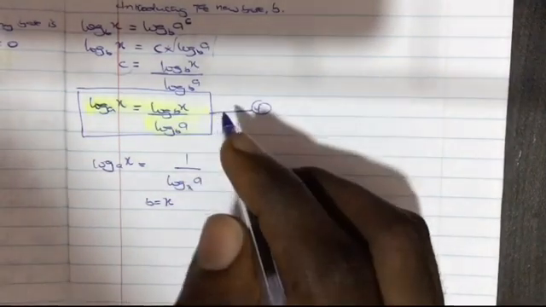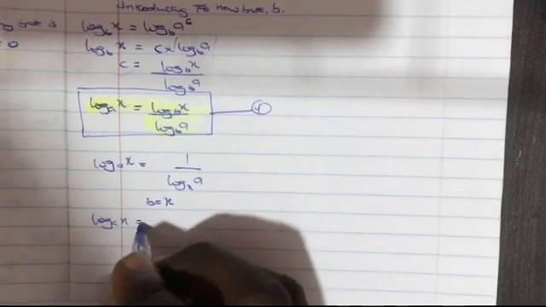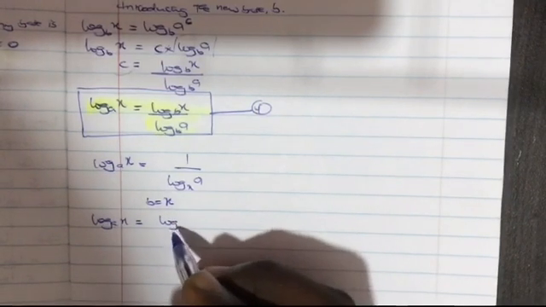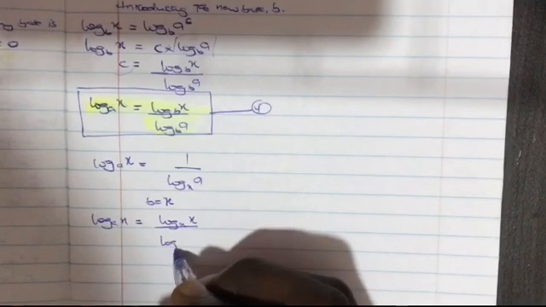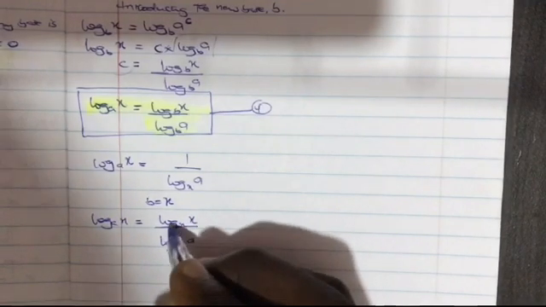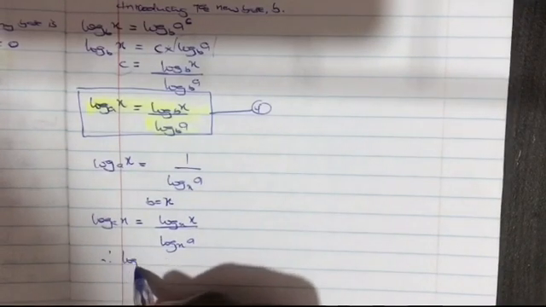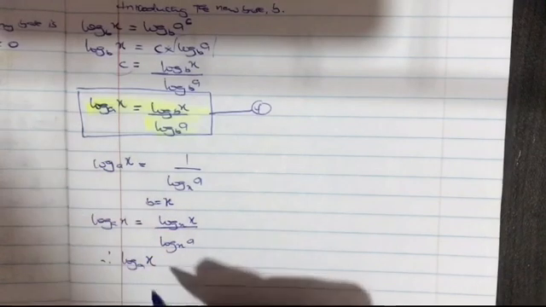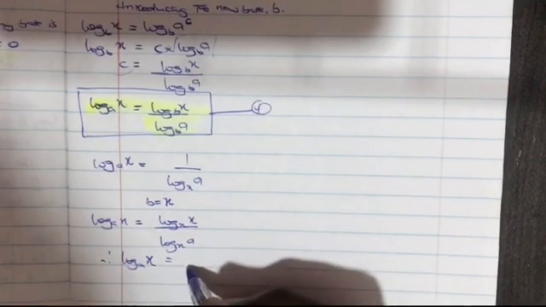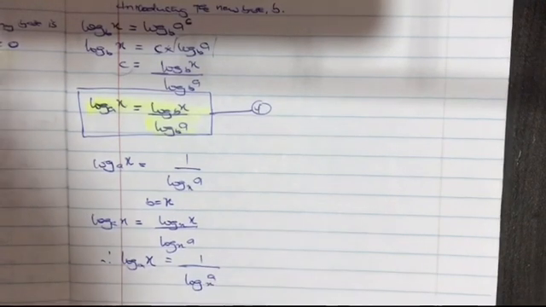So when I substitute that into equation 4, we have log a to the base x will then be equal to log x over log x a. So this is just 1. Okay, so therefore log x to the base a is equal to 1 over log a to the base x.